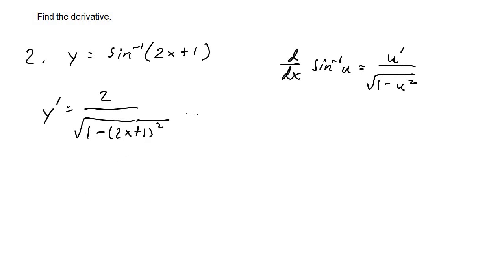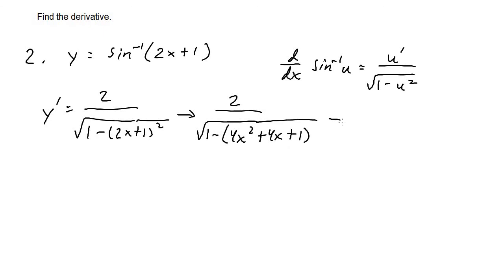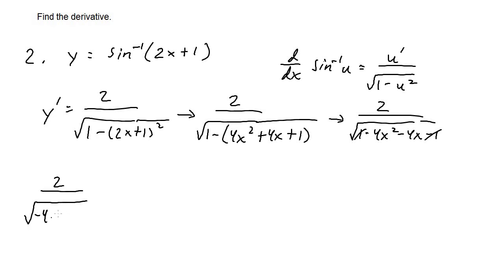Now I can actually simplify what's inside of the radical in the denominator. So we get 2 over the square root of 1 minus, I'm going to FOIL 2x plus 1. So we get 4x squared plus 4x, and then plus 1. Now I can distribute the negative into the parentheses. So we get 2 over the square root of 1 minus 4x squared, minus 4x, and then minus 1. The 1 and the negative 1 will cancel. And so we're left with 2 over the square root of negative 4x squared minus 4x.